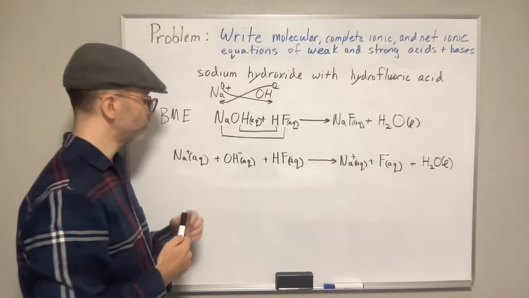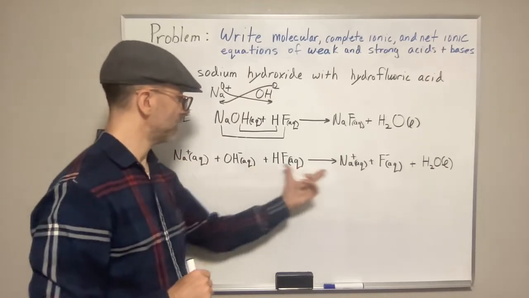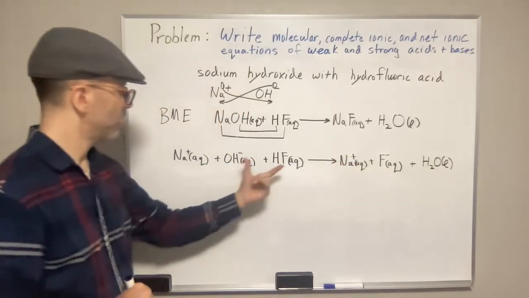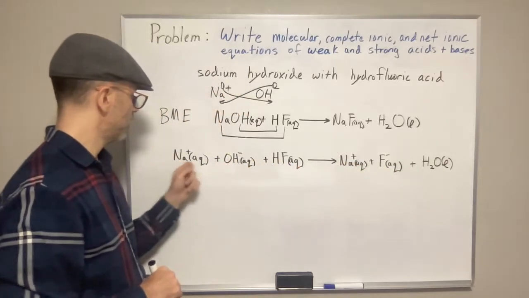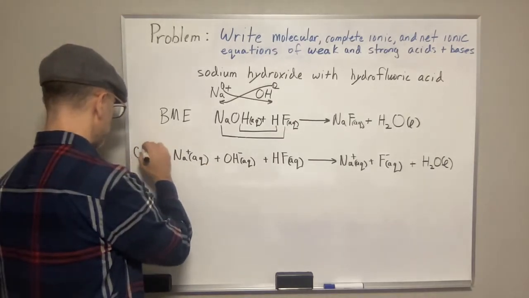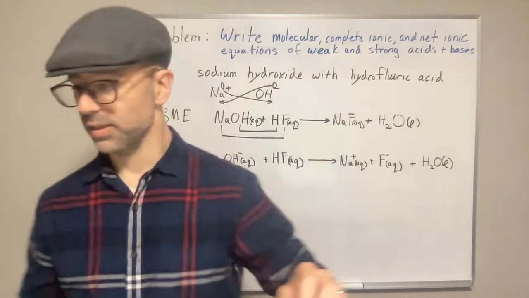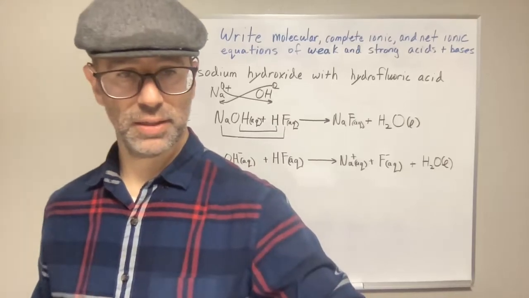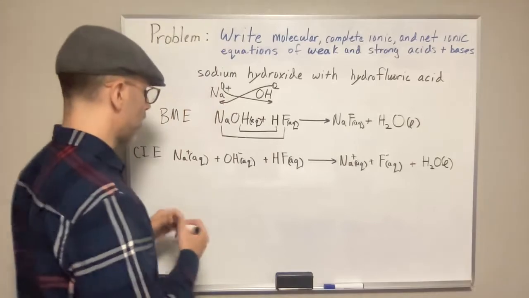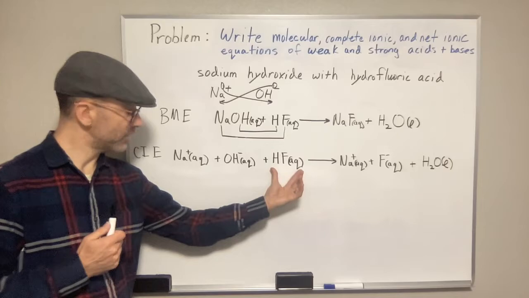And so let's double check. Here we have our balanced complete ionic equation. The water's together, these are separated. This stays together, and these are separated. So this is our complete ionic equation. Let's double check. Okay, so now I hope this makes sense to you, why this stays together.